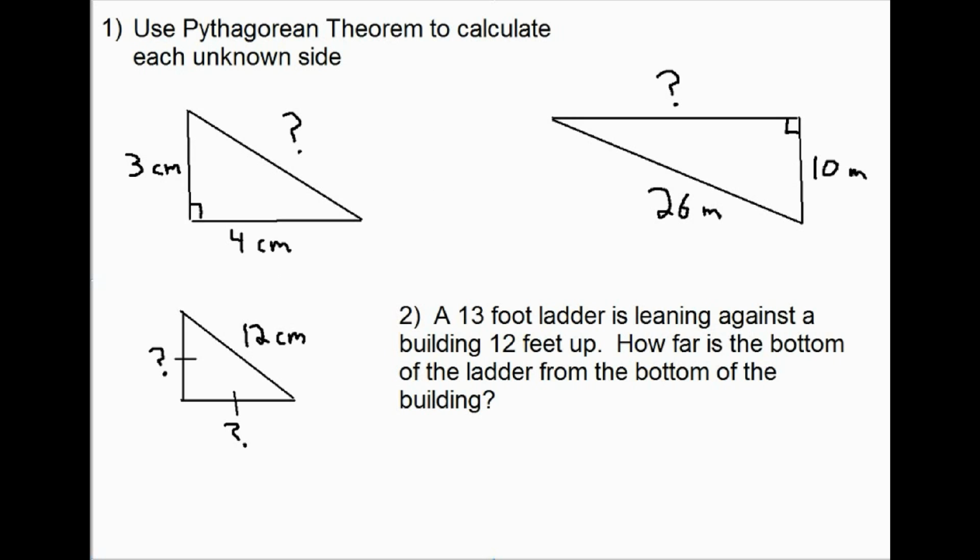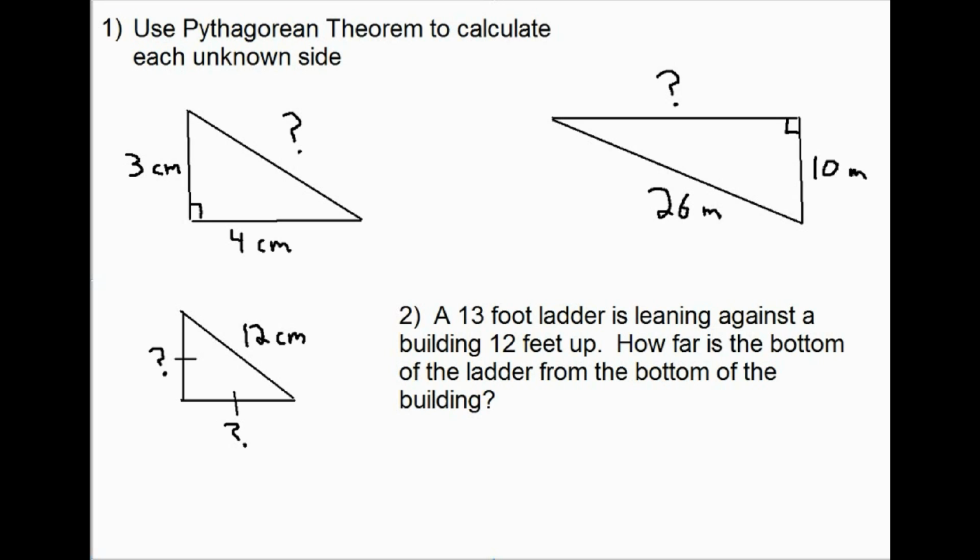Alright, so to finish off our lesson on Pythagorean Theorem, I'm going to ask you to answer a few questions here. So for question number 1, you're asked to use Pythagorean Theorem to calculate each unknown side on those three triangles there. So a first triangle, you're given the two legs. One's 3 centimeters, one's 4 centimeters. So again, you're going to calculate the area of the squares attached to those two sides, add them together to get the area of the square attached to the hypotenuse, and then find the length of the side, so find the square root of that area.